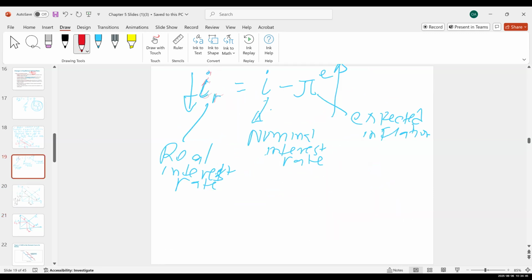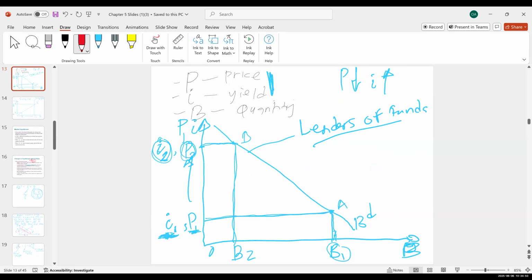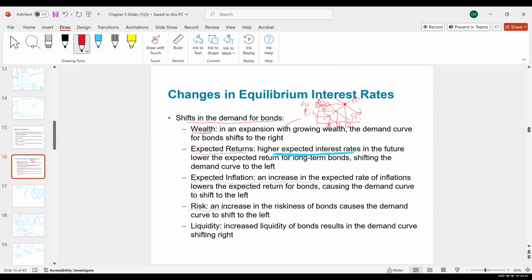And then the final factor that will affect the demand for bonds is liquidity. Liquidity is how easily an asset can be converted into cash. When you're investing in an asset, you ask yourself, how easily can I sell this asset in the future if I need money? Most investors don't want to buy an asset where they're stuck with it and it's very difficult to liquidate.